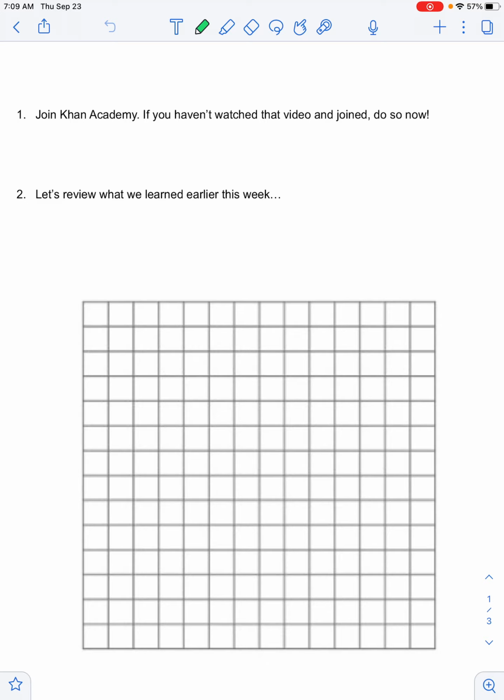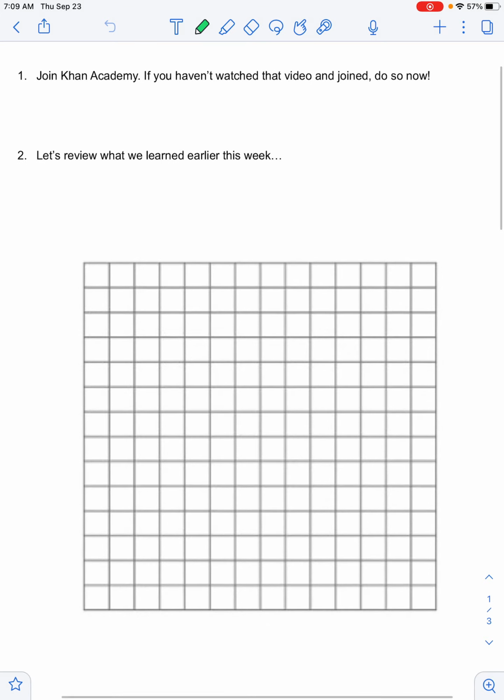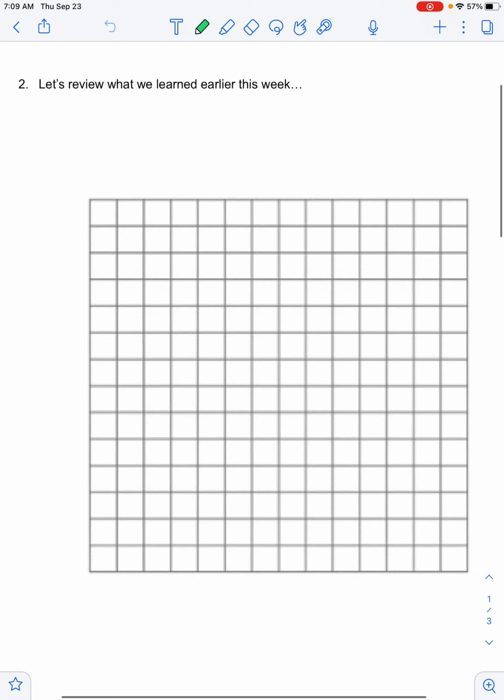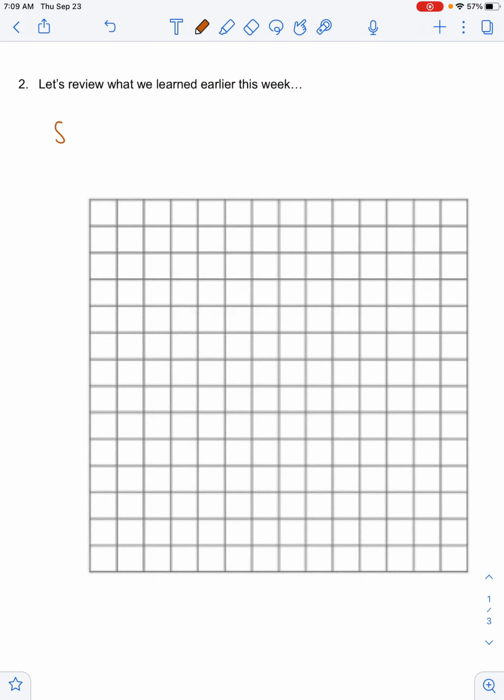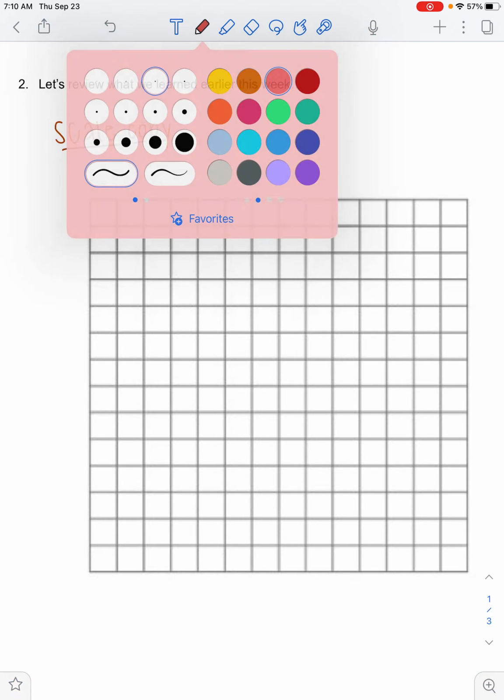Okay, so by now you should have joined Khan Academy, and let's review what we've been learning this week. This week we've been talking about scale copies. Now remember, a scale copy is a copy where the length in the original figure is multiplied by the same number. And when I say the length in the original figure, I mean every length. So let me show you an example.